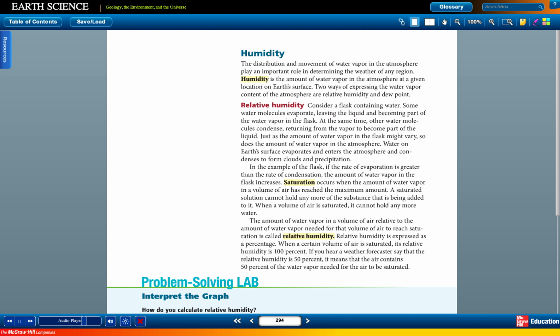The amount of water vapor in a volume of air relative to the amount of water vapor needed for that volume of air to reach saturation is called relative humidity. Relative humidity is expressed as a percentage. When a certain volume of air is saturated, its relative humidity is 100%. If you hear a weather forecaster say that the relative humidity is 50%, it means that the air contains 50% of the water vapor needed for the air to be saturated.